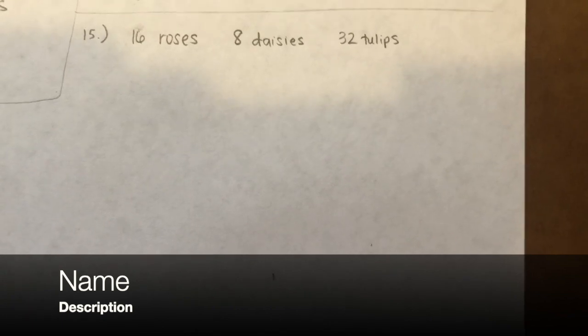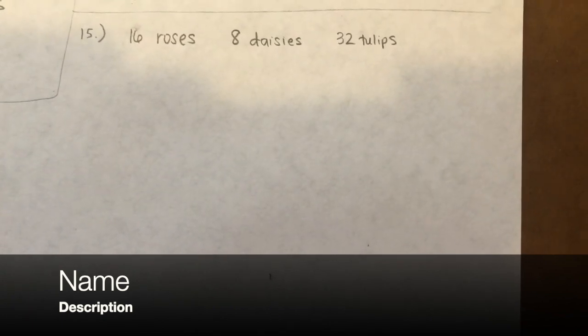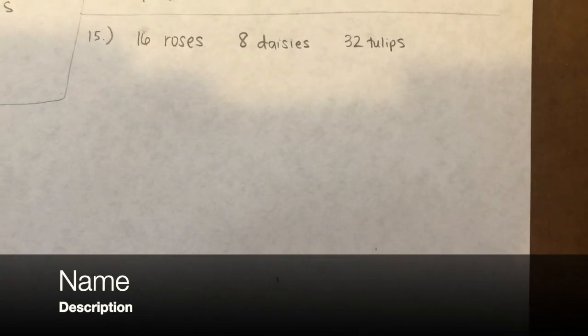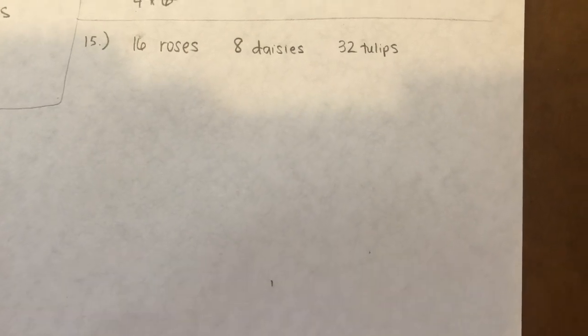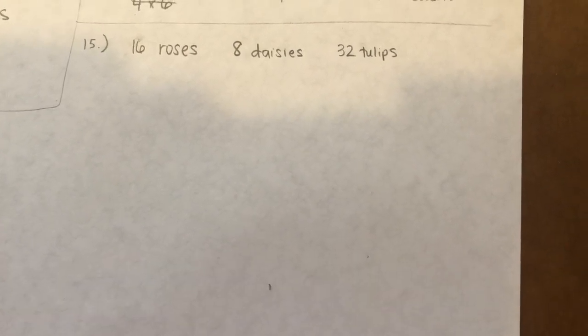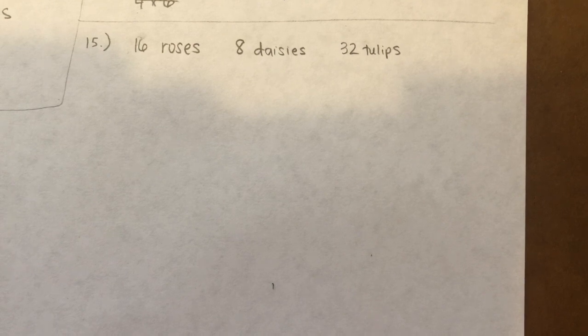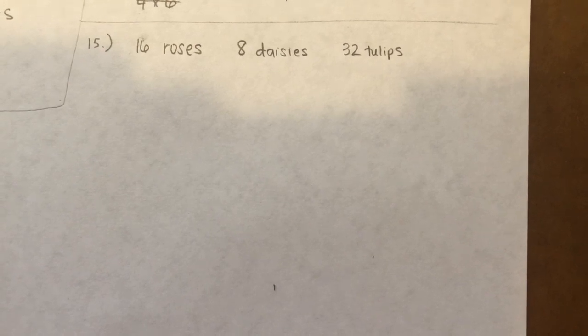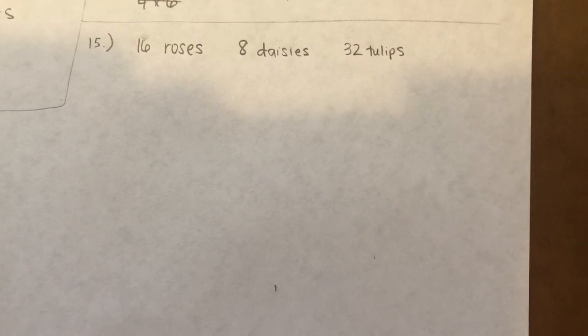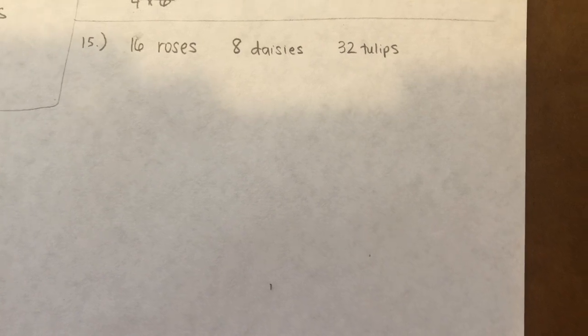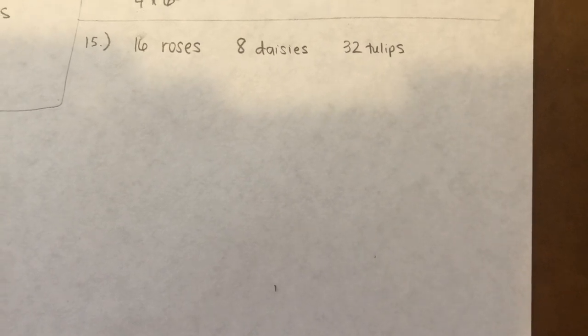All right, number 15. Number 15 says, Sandy, aka Trevor's dog, has 16 roses, 8 daisies, and 32 tulips. She wants to arrange all the flowers in bouquets. Each bouquet has the same number of flowers and the same type of flower. What is the greatest number of flowers that could be in each bouquet?